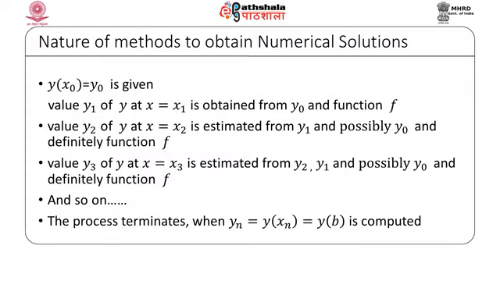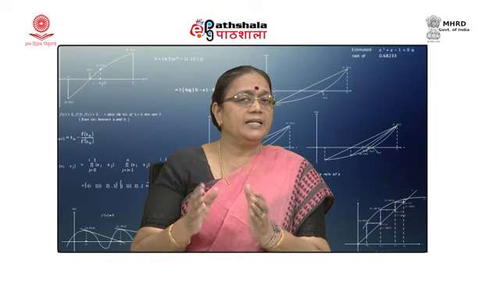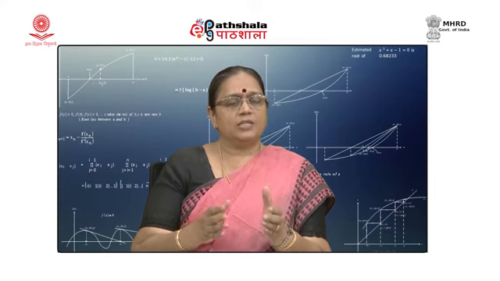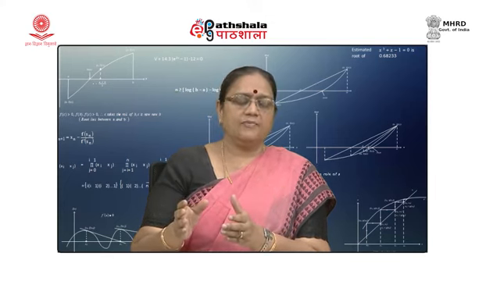Y at x 3 will be estimated from y 2, y 1, possibly y 0, and definitely the function f. And we stop when we reach the point b, that is we get the value of y at the point x n, and that is the value of y at the point x equal to b. If it is computed, we stop the procedure. So, we obtained the value of function y at a discrete set of points x 0, which is given, x 1, x 2, x 3, x n minus 1, x n.